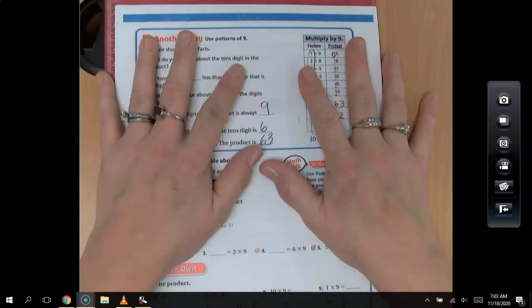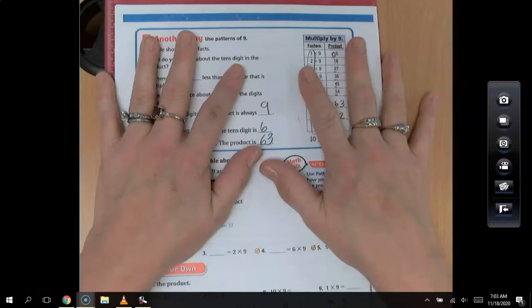Let's see if we're going to get the same answer. Let's see if this trick works. Let's see if we're going to get 63. So you're going to lay your hands flat on your desk or your table, wherever you're sitting. Now, if I'm multiplying 7 times 9, I'm going to have to put my 7th finger down.